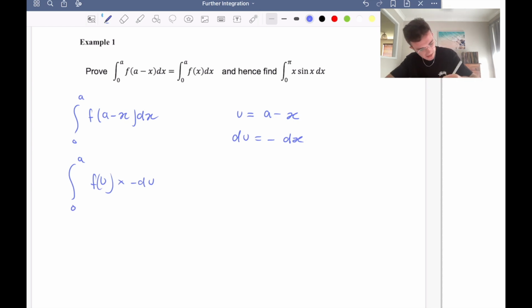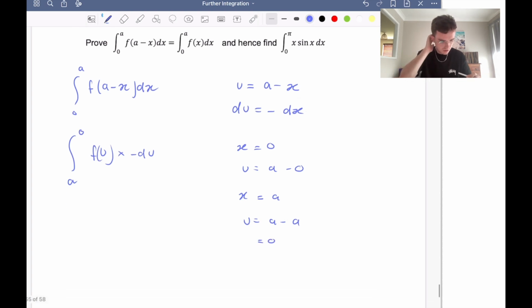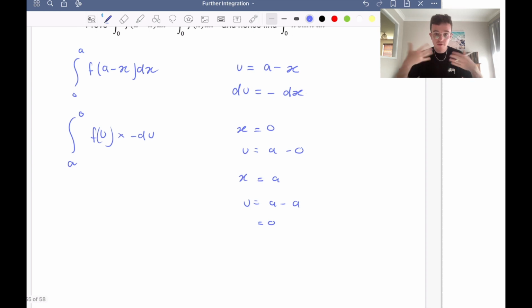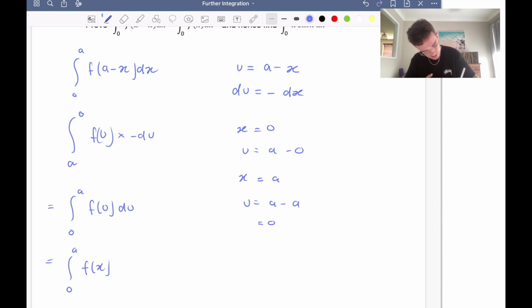So u is equal to a minus x, which means when x is 0, u is going to be a minus 0, which means that that's going to be a there. And when x is a, u is going to be a minus a, which is 0, so that's there. So we've kind of flipped the bounds here. So let's flip them again and get rid of that minus. This is the integral from 0 to a of f of u du, which is the same as the integral from 0 to a of f of x dx, because it's a definite integral. We're finding an area. If we change the variables, it doesn't change anything as long as the bounds are the same.